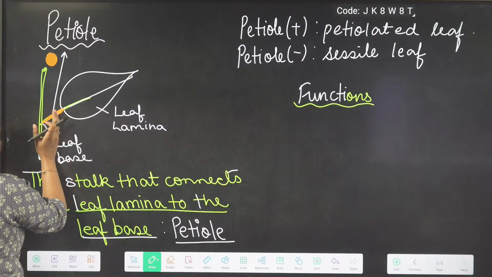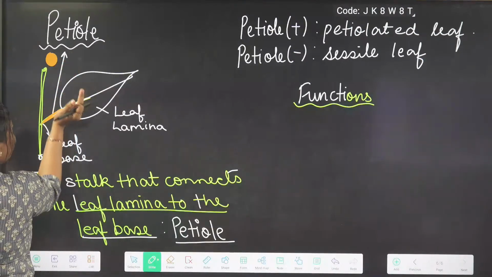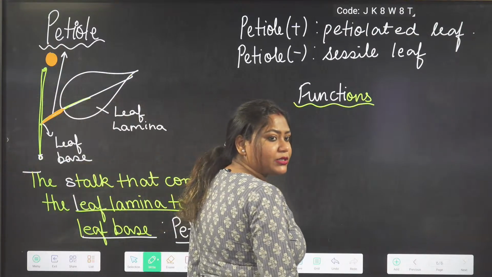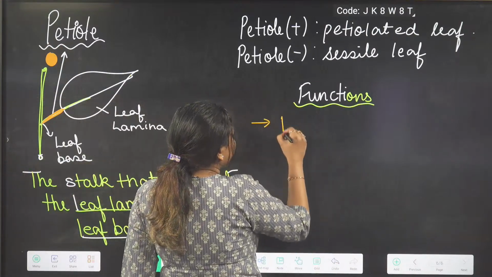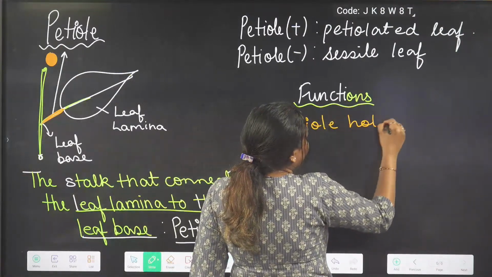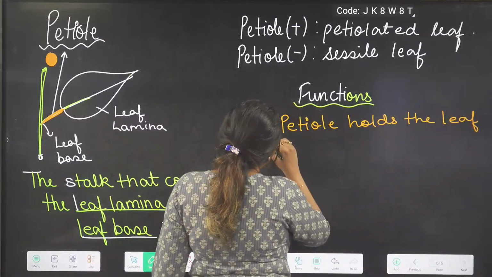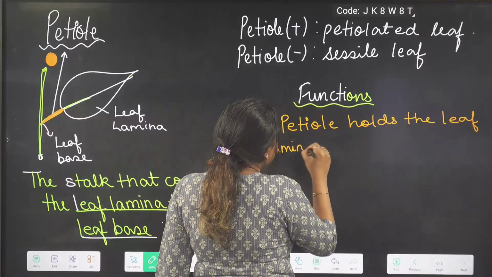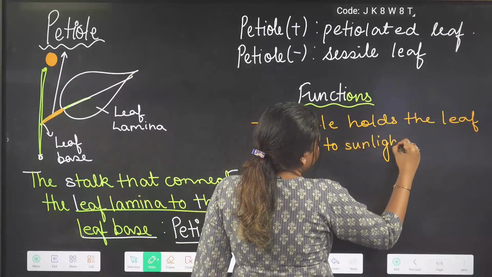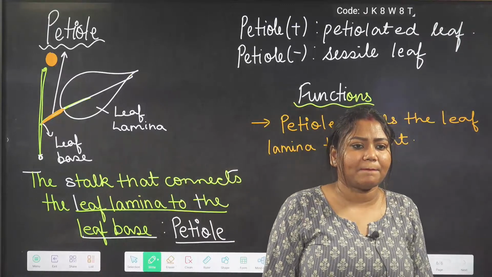Okay. What is happening over here? What is the petiole doing? It is holding the leaf blade or leaf lamina to the sunlight. Okay. So what is the function of petiole? Petiole holds the leaf lamina to the sunlight. This is the function.